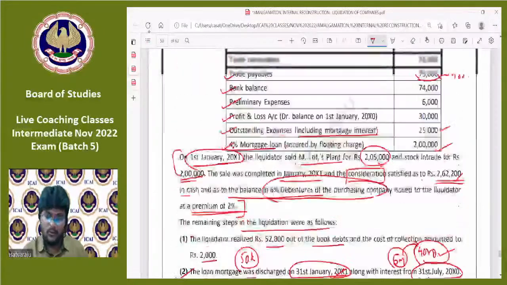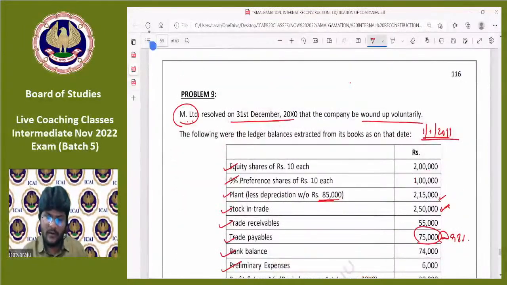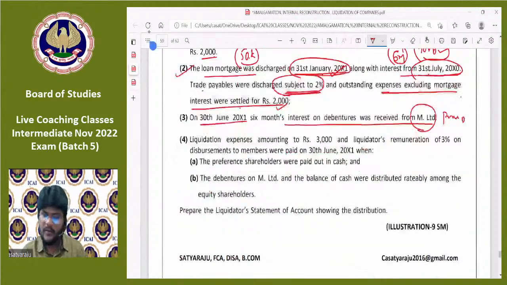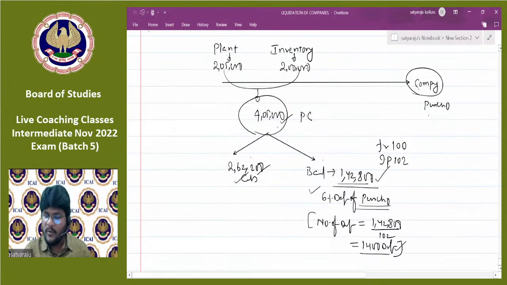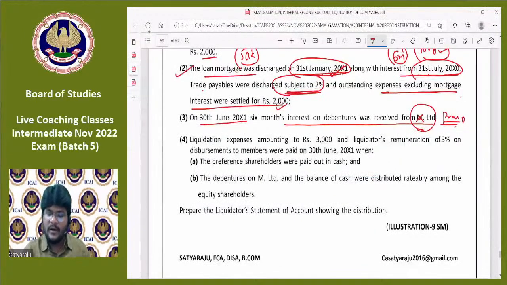Now, my question is, if our company is M Limited, then why are we again receiving from M Limited? Maybe this is a print mistake. I think this is not M Limited. This is the purchasing company. Why? Because we are getting from the purchasing company 6% debentures to the worth of 1,42,800. The number of debentures is 1,400. He is telling that on such 1,400 debentures, we are getting 6 months interest.